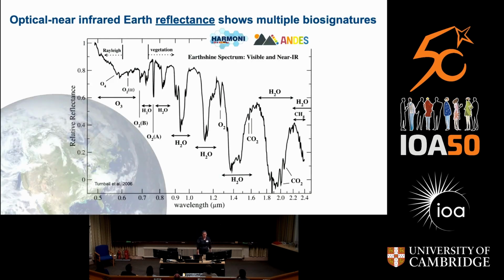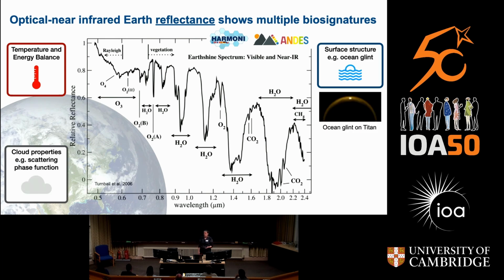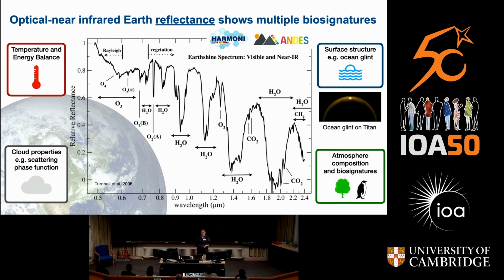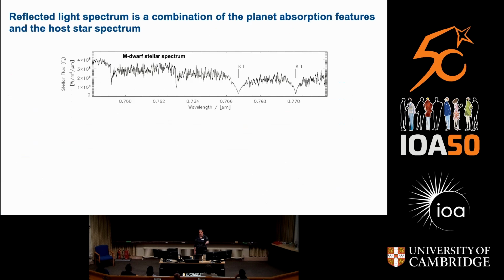Okay, in the last minute, I want to talk about reflected light. If we look at the reflection spectrum of Earth, we have many biosignatures. Reflected light tells us about temperature and energy balance, tells us about the cloud properties, their scattering, might tell us about surface structure, oceans glinting in reflected light, and again, atmospheric composition and biosignatures. So this is what we want to access. Proxima b is our best target for doing this for a nearby rocky world.